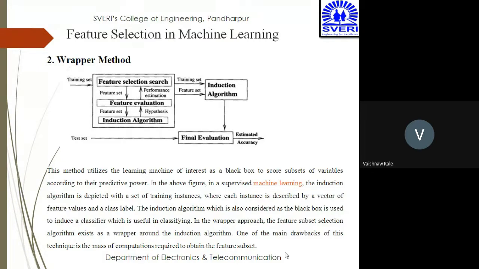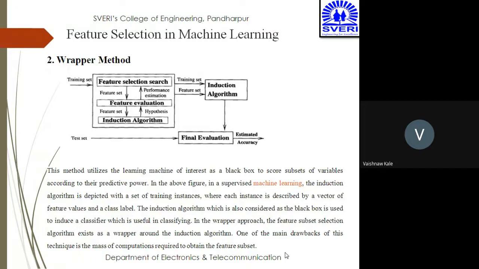This method utilizes the learning machine of interest as a black box to score subsets of variables according to their predictive power. In the above figure, in supervised machine learning, the induction algorithm is depicted with the training set of training instances, where each instance is described by a vector of feature values and class labels. The induction algorithm, which is also considered a black box, is used to induce a classifier which is useful in classifying. So what is used here as the induction algorithm? A classifier is used.